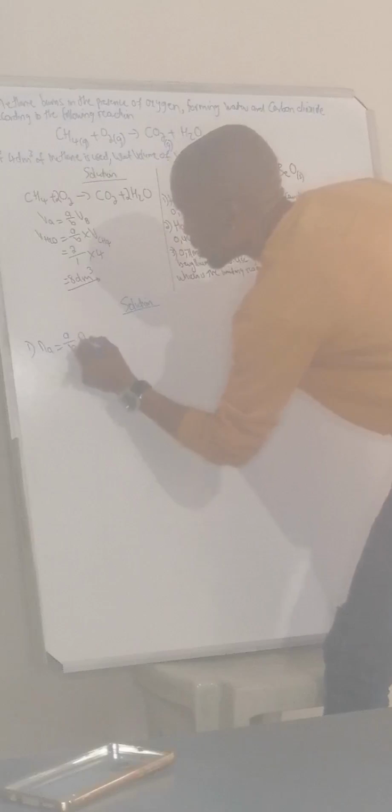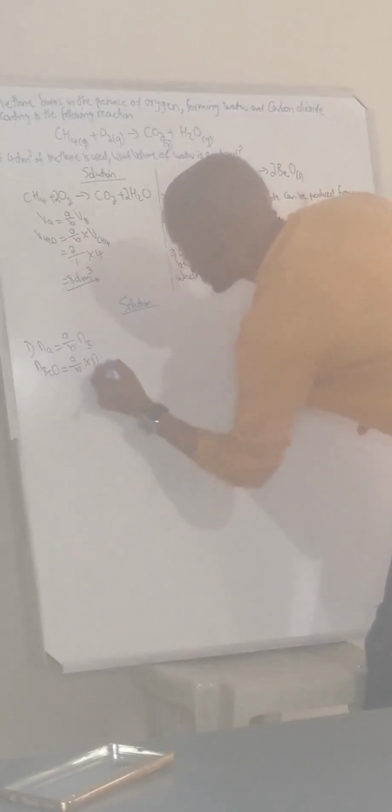Solution. The first one. How many moles of beryllium? So let's use a formula: Na equals A over B times Nb. Because of this direct proportional relationship between number of moles and volume. So how many moles of beryllium oxide? Number of moles of beryllium oxide equals A over B times the number of moles of beryllium.